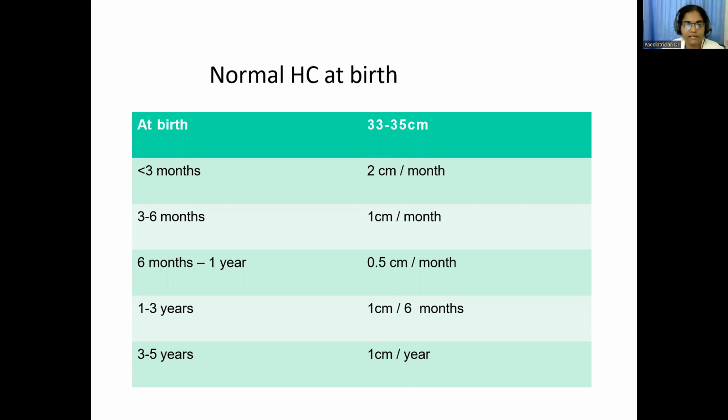So you see the head circumference is rapidly increasing in the first 1 year of age. After that, the growth actually slows down. And also remember, at birth, the head circumference is 33 to 35 centimeters.